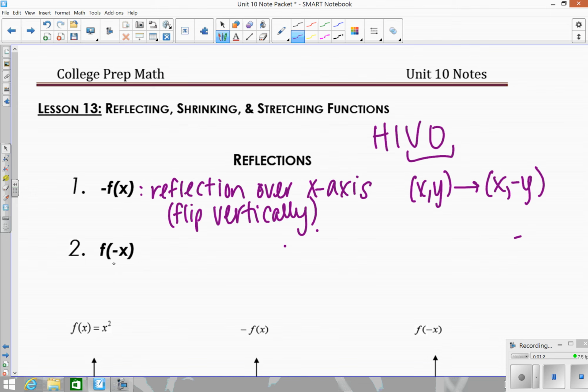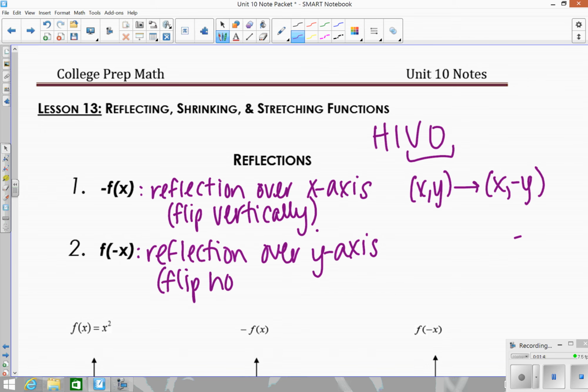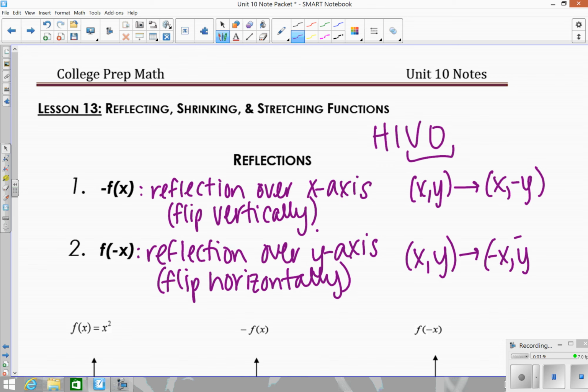And then if you look at number two, the negative's on the inside, so this is going to be the horizontal reflection because horizontal is when you have the negative on the inside. So this is going to be a reflection over the y-axis. This is a horizontal flip where you're flipping it horizontally. For this one, you're going to take each of your coordinates and you're going to negate the x values this time and keep the y values the same.